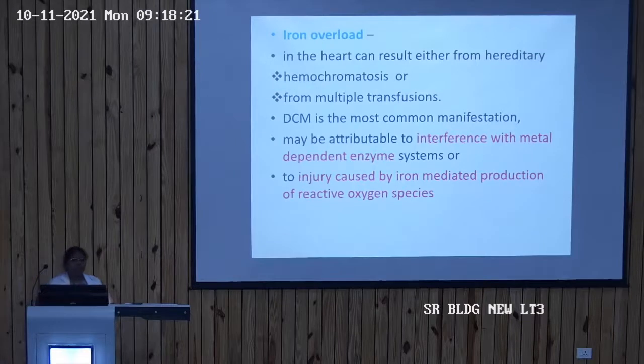And it can result from hemochromatosis or from multiple transfusions which are needed due to any cause. And usually it is due to interference with the metal-dependent enzymes, or it may be due to the injury caused by iron, resulting in increased reactive oxygen species, which lead to a toxic injury on the myocardial cells. So it may be either due to the inhibition of the enzymes, or it may be due to the direct toxic effect of the iron on the myocardial cells because of the development of reactive oxygen species.